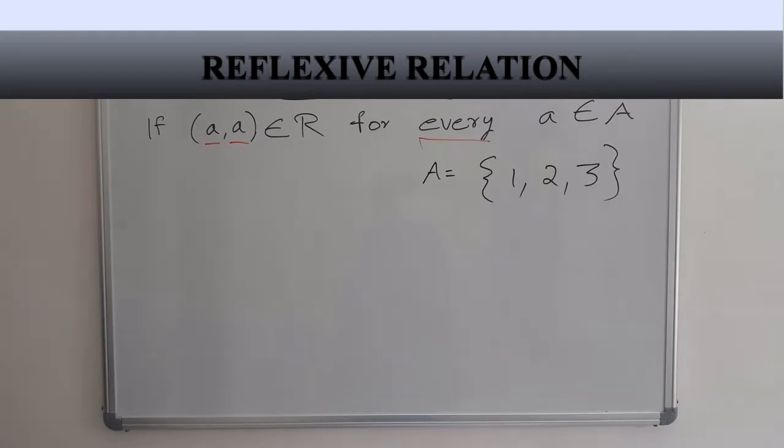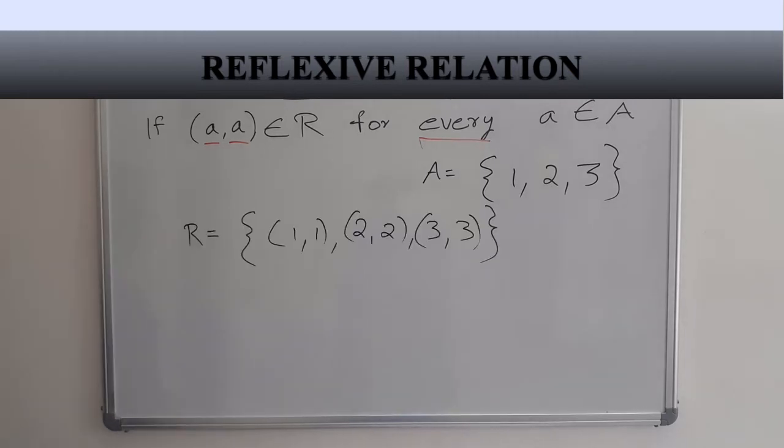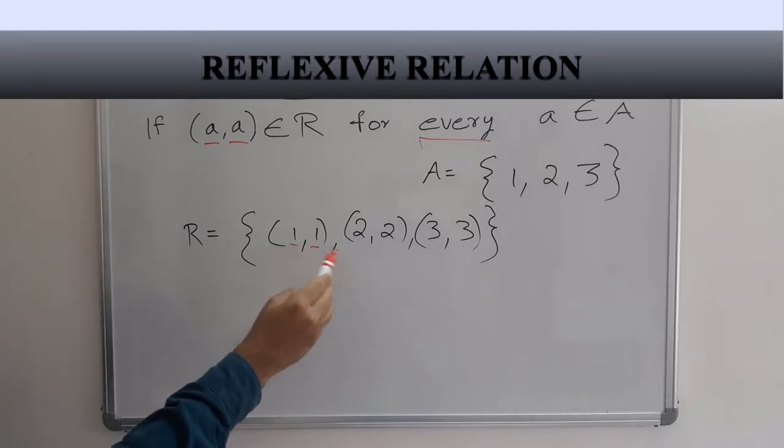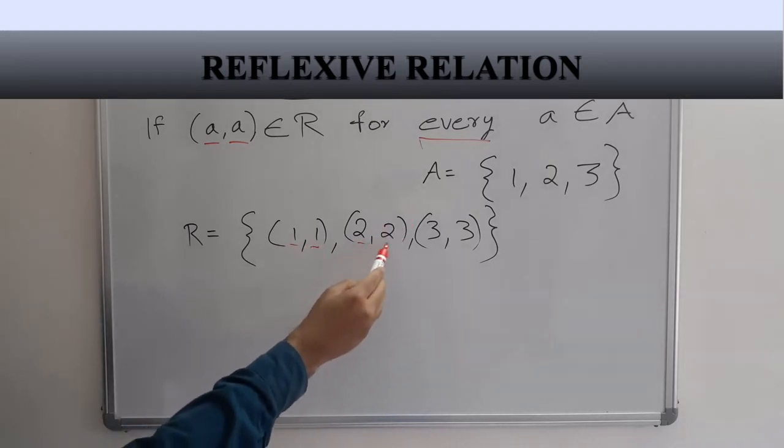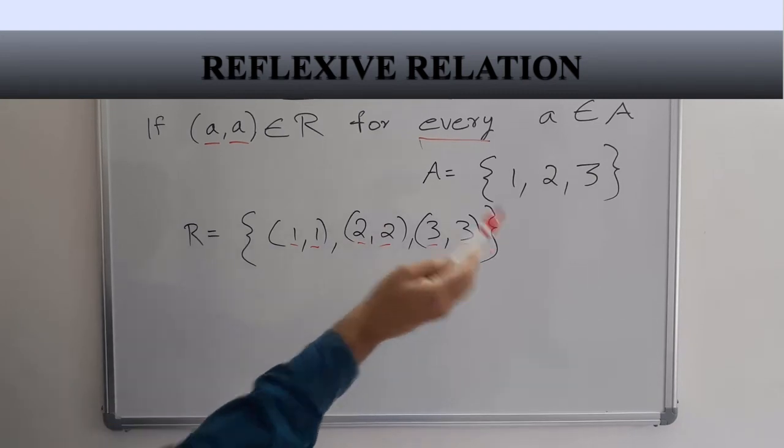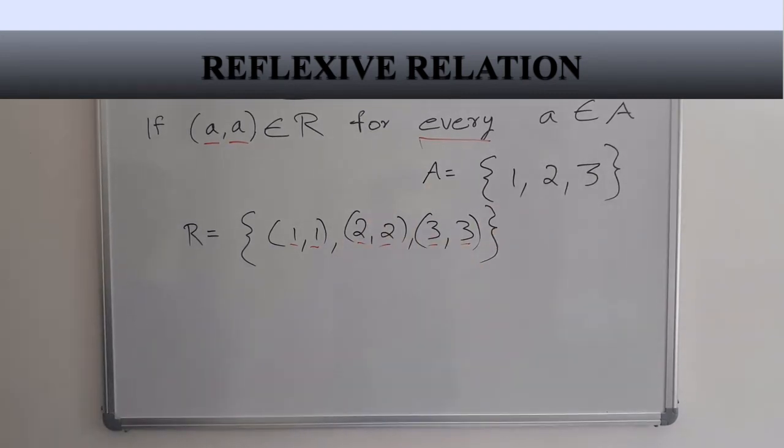We have a set A with three elements 1, 2, 3. And we have a relation here: (1,1), (2,2) and (3,3). Can you tell me whether it is reflexive or not? We'll check that. Here the first element is related to itself, (1,1). The second element related to itself and the third element related to itself. And every element in A is part of the relation. Therefore, it is reflexive.